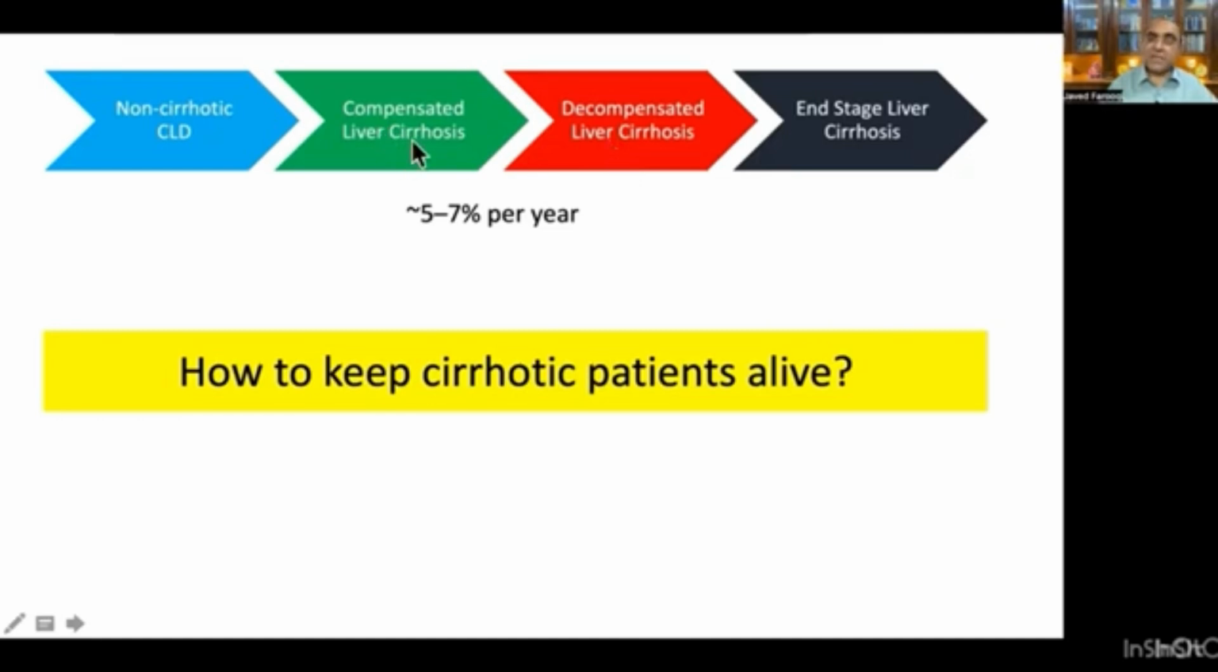Luckily, when we get them in compensated liver cirrhosis or non-cirrhotic chronic liver disease. Unfortunately, when a patient is found or comes with non-cirrhotic chronic liver disease, they are not properly managed or followed up in most of the centers. Even in compensated liver cirrhosis, the follow-up is not that good, that desirable.